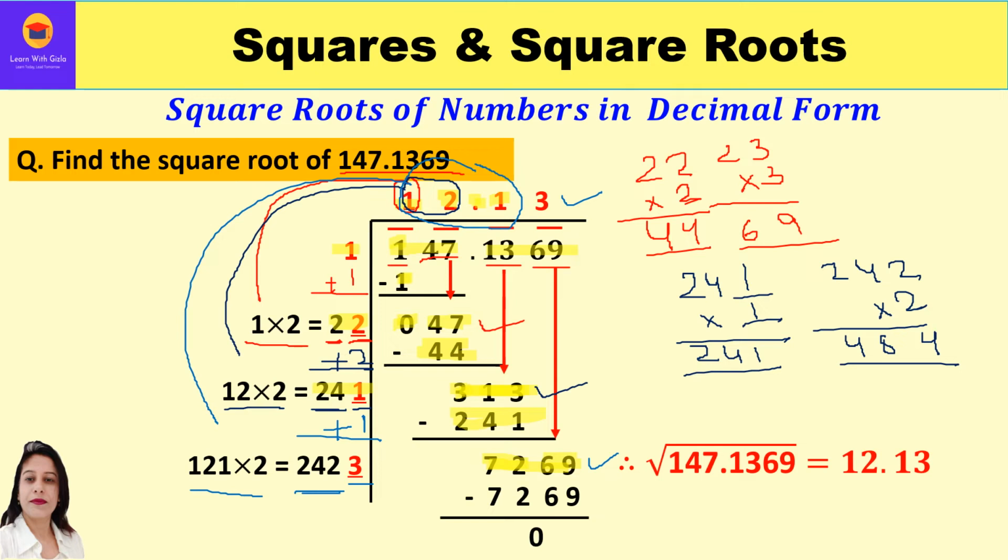So our divisor becomes 2423. Multiply by 3, the quotient. We will get the product 7269. Further find the difference. 7269 minus 7269 is 0. Right, so the remainder we have got is 0, which means that this number is a perfect square number. We have solved this decimal number by using the long division method, and we are getting the square root as 12.13. That means whatever quotient we get, it becomes the square root of this number. Right, so the square root of 147.1369 is 12.13.